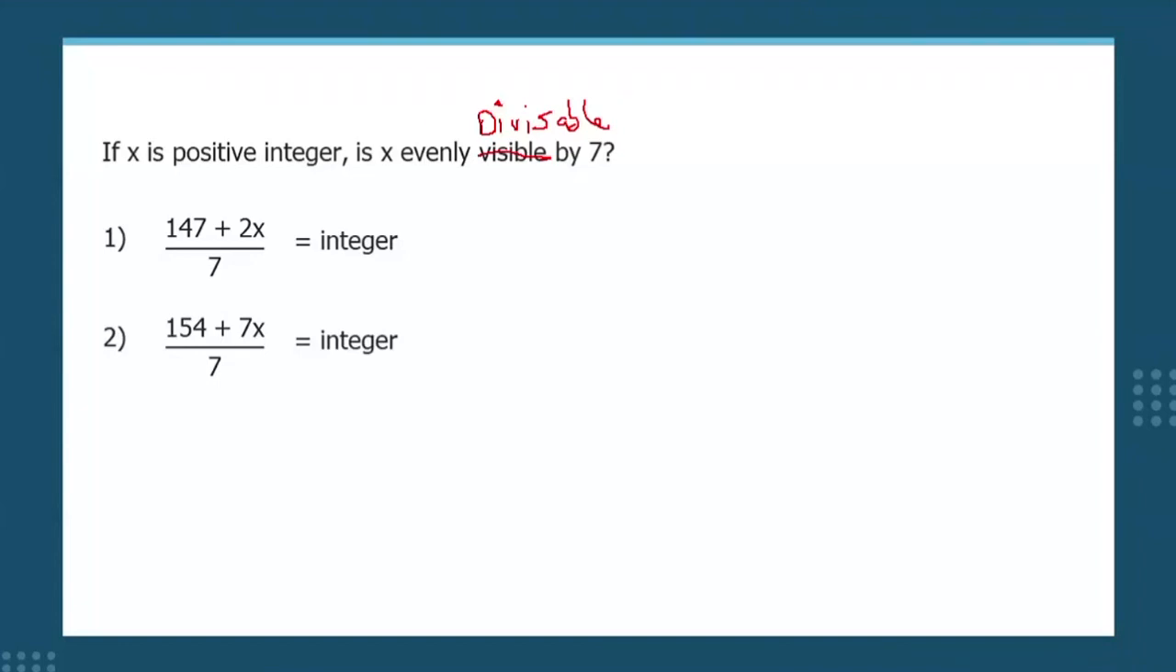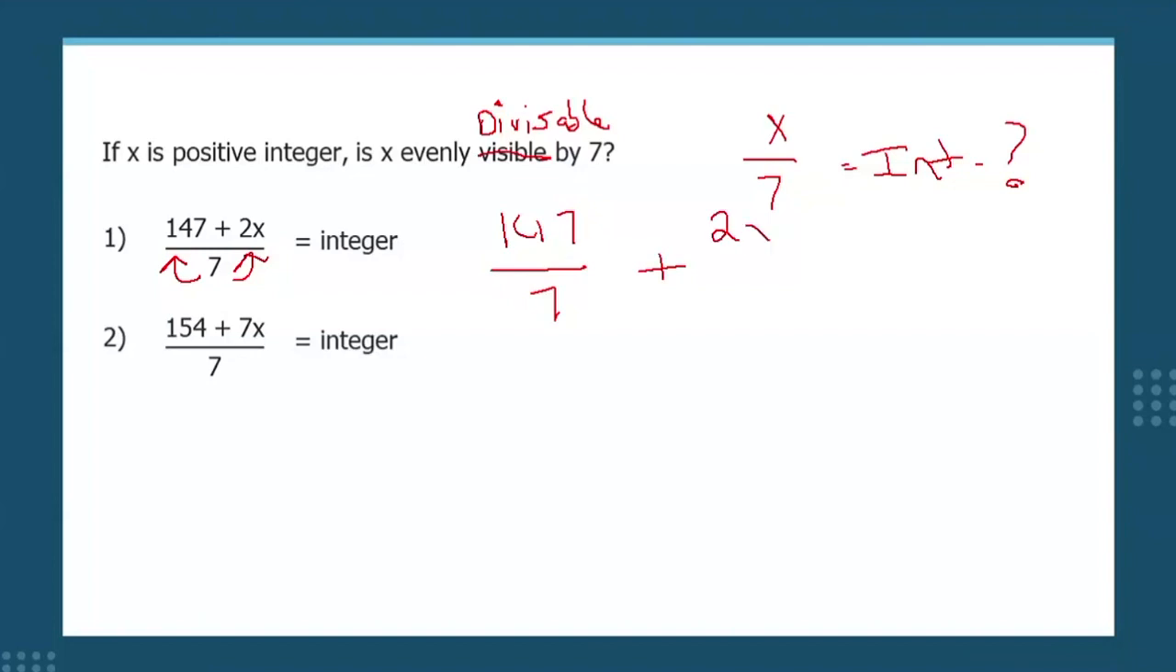All right, so there's a couple different ways to deal with this. Obviously, we want to know if x over 7 is an integer. It kind of goes without saying, right? So what we have to do here is use our rules of fractions. What are those rules? Well, you can distribute, and then what that gives you is 147 over 7 plus 2x over 7 is an integer.